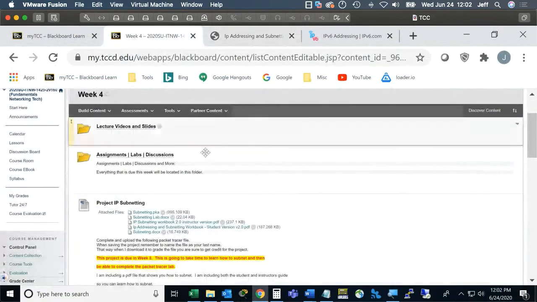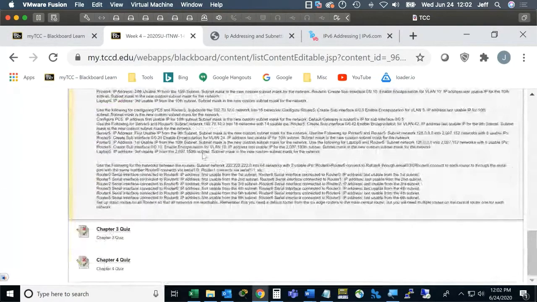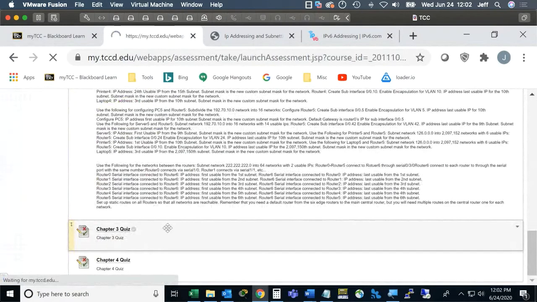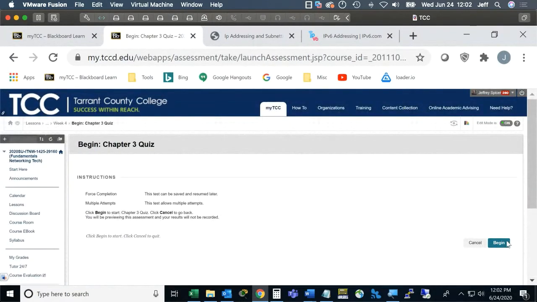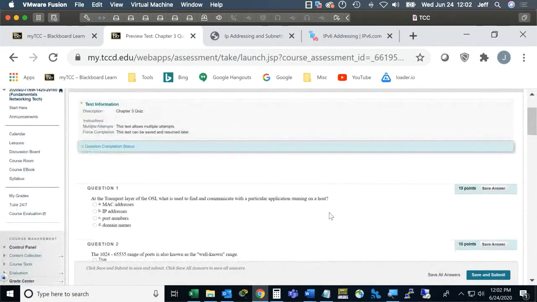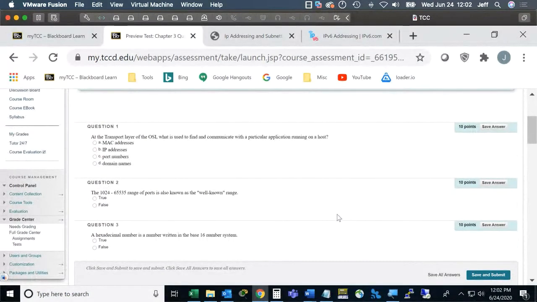Okay, so week 4 quiz chapter 3. Let's just go through here. Let's see how this looks. Okay, that's not too bad. It's fairly readable. All right, so at the transport layer of the OSI, what is used to find and communicate with a particular application running on a host? C. Yes, port numbers.